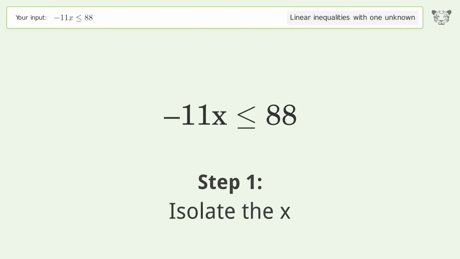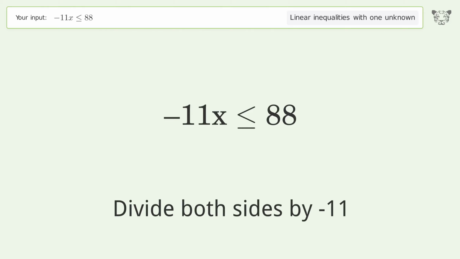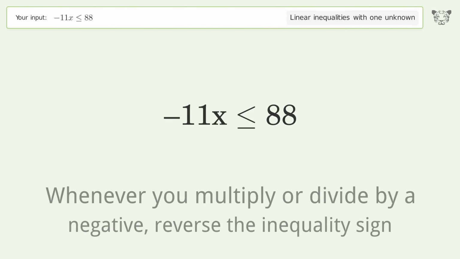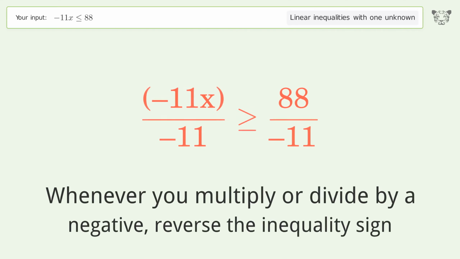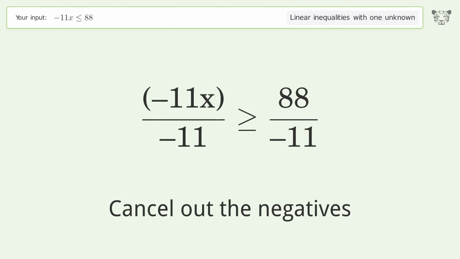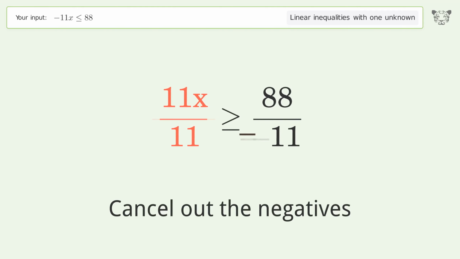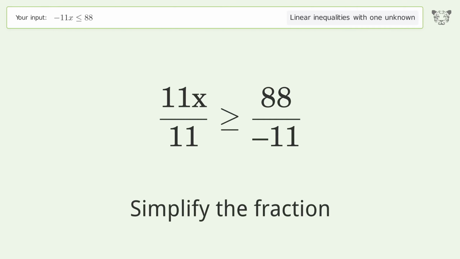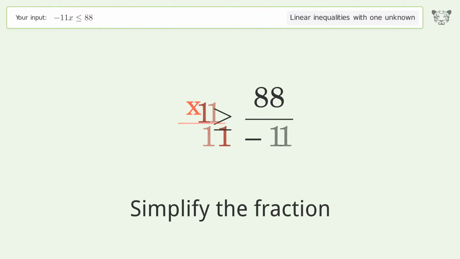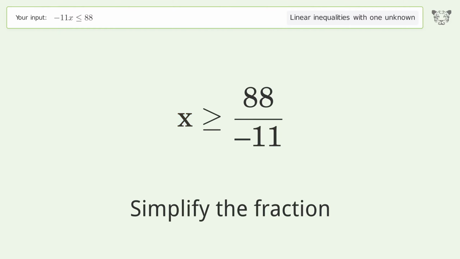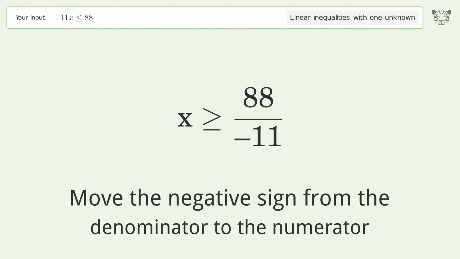Isolate the x. Divide both sides by -11. Whenever you multiply or divide by a negative, reverse the inequality sign. Cancel out the negatives. Simplify the fraction. Move the negative sign from the denominator to the numerator.